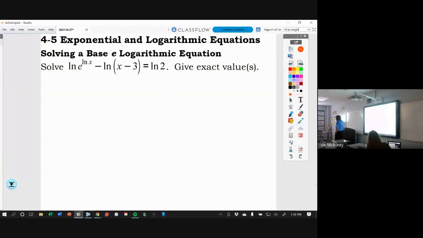Natural log of e raised to the natural log of x power minus the natural log of x minus 3 is equal to the natural log of 2.